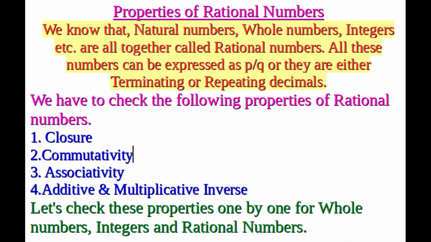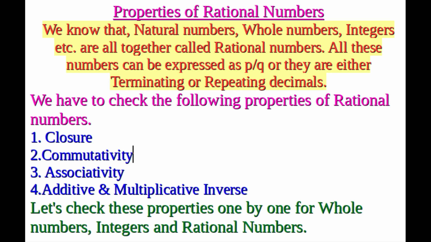Our first chapter is rational numbers. Do you know what is the meaning of rational number? We already discussed different types of numbers: square number, odd number, even number, cube number, natural number, etc. The collection of all these numbers mainly we are calling rational numbers. Negative numbers, positive numbers, zero, whole numbers, the collection of all these numbers are called rational numbers.